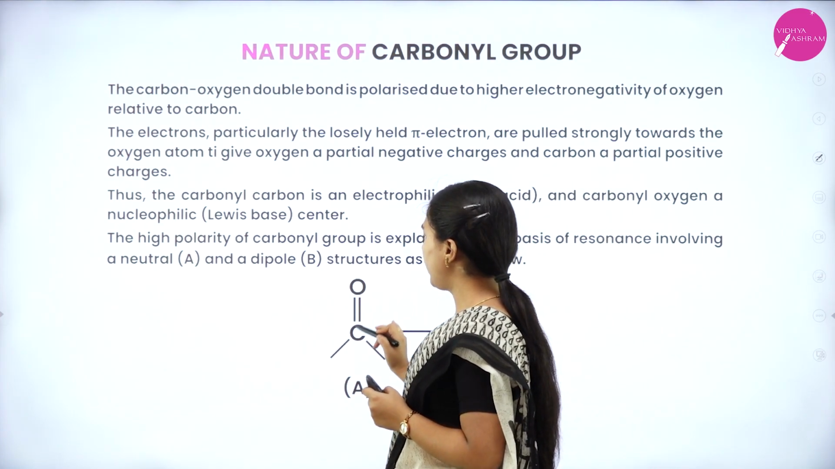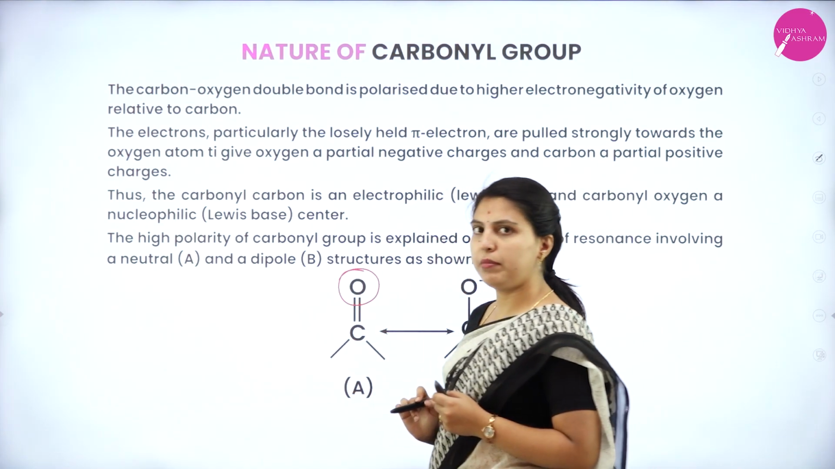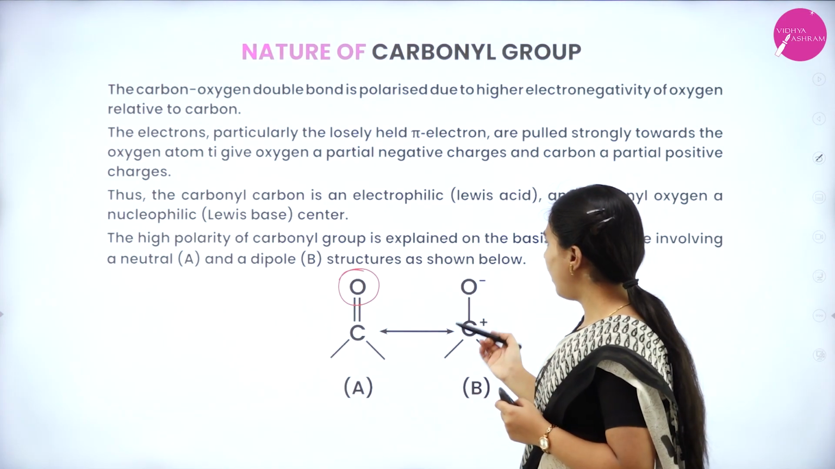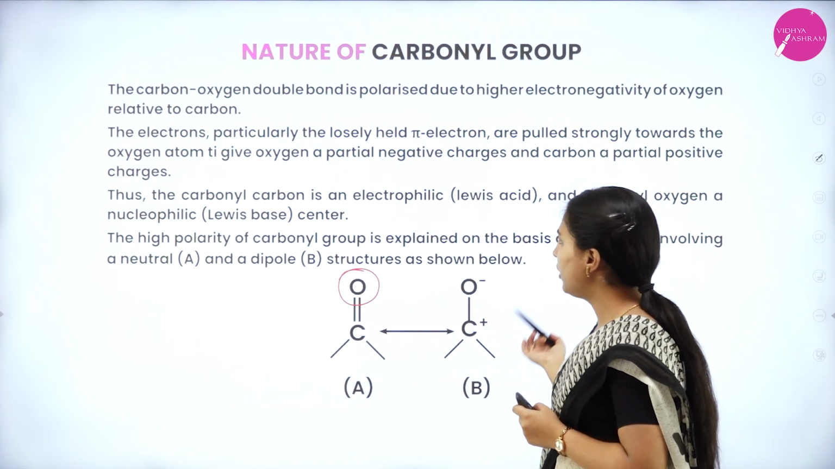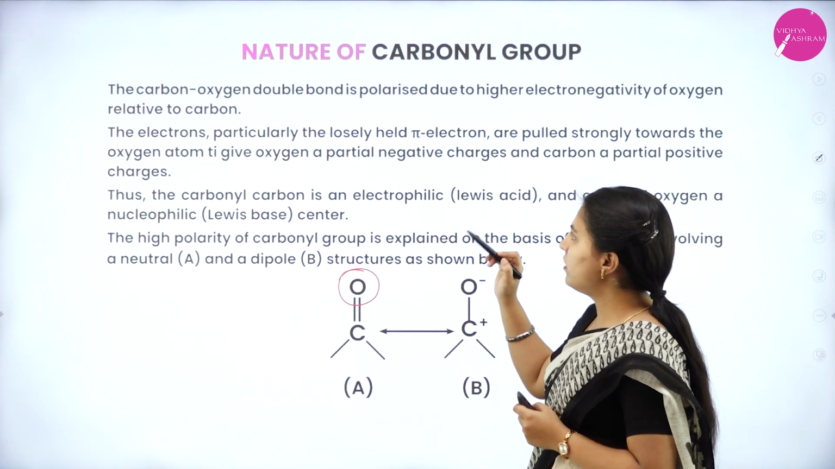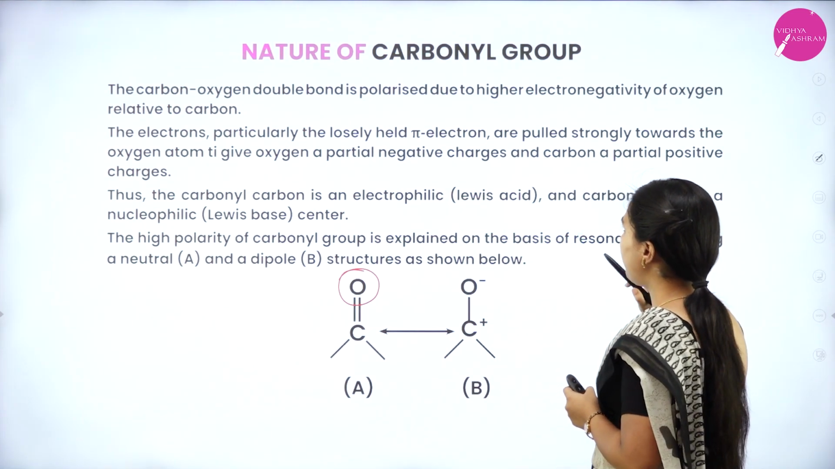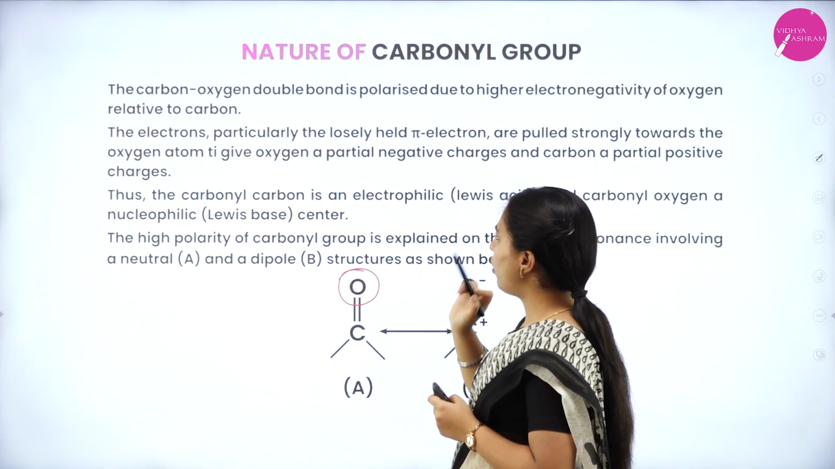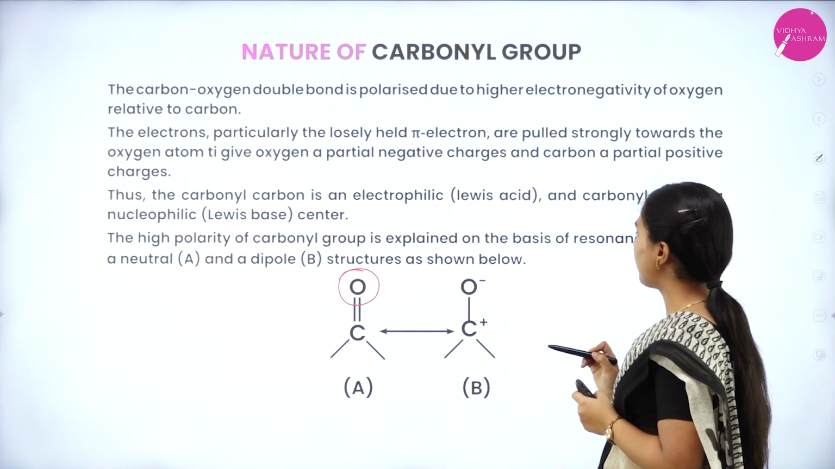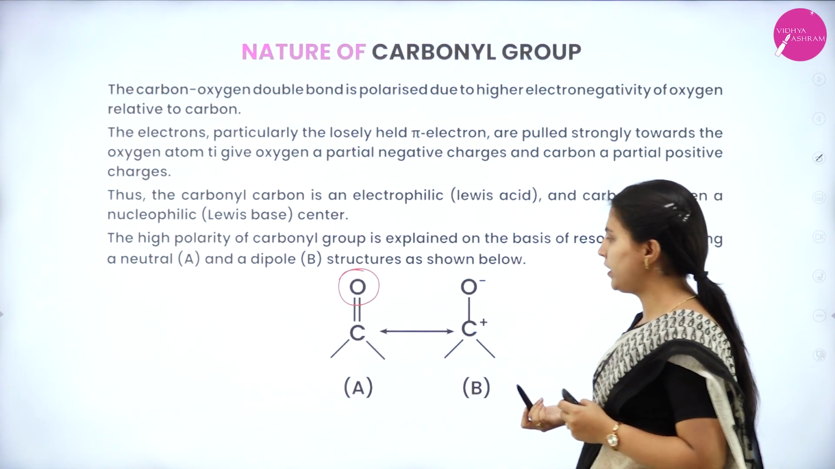This gets polarized due to the highly electronegative element, which is oxygen. So after polarizing, what will happen? It will get a minus sign and it will get a positive sign. The electrons, particularly the loosely held pi electron, are pulled strongly towards the oxygen atom, giving oxygen a partial negative charge and carbon a partial positive charge.